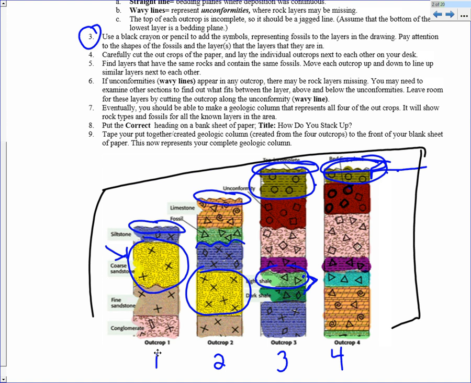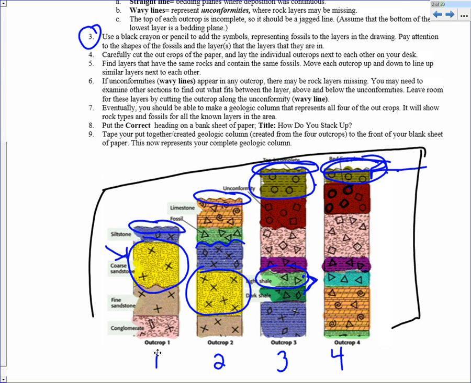So you're going to carefully cut them out and you're going to move them around so that they match. If unconformities or wavy lines appear in any outcrop, there must be a missing rock layer, and you need to examine other sections to see how other areas fit. Eventually, if we look at number 7, you should be able to make a geologic column that represents all 4 outcrops and will show rock types and fossils for all of the known areas and layers.